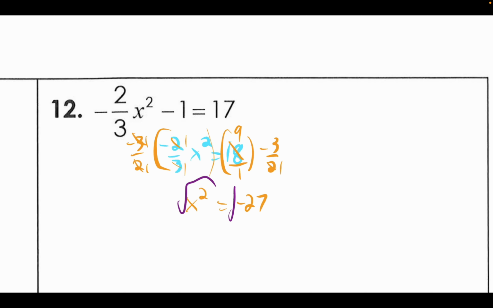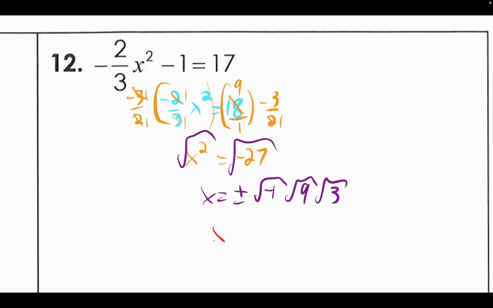Now if I square root both sides to undo the square, I get x equal the positive and negative square root of negative 1, square root of 9 times the square root of 3. This is x equals positive and negative 3i times the square root of 3.